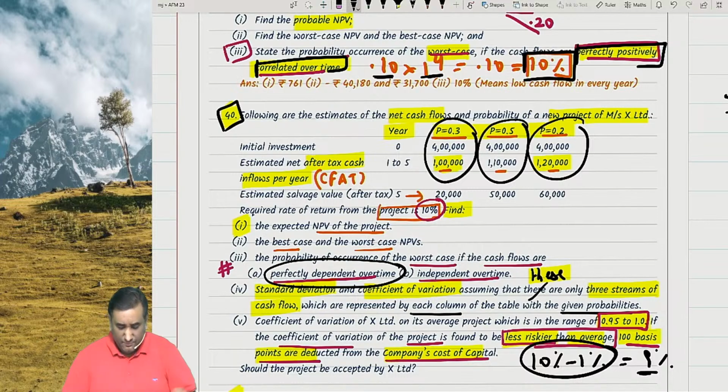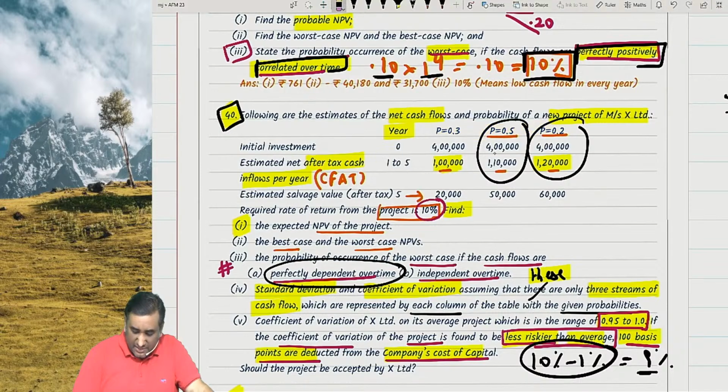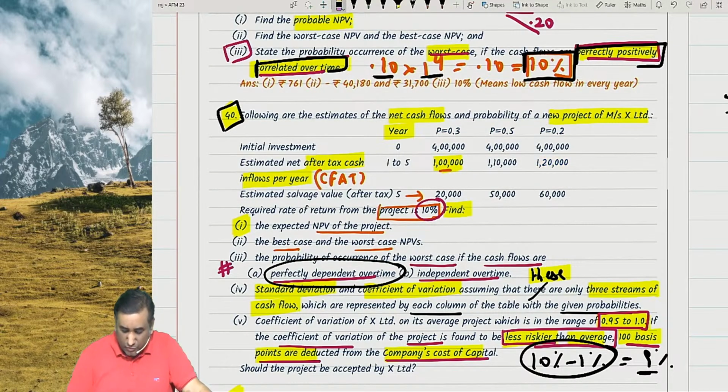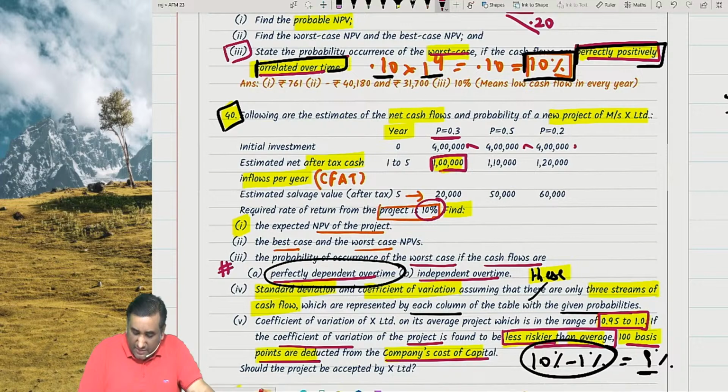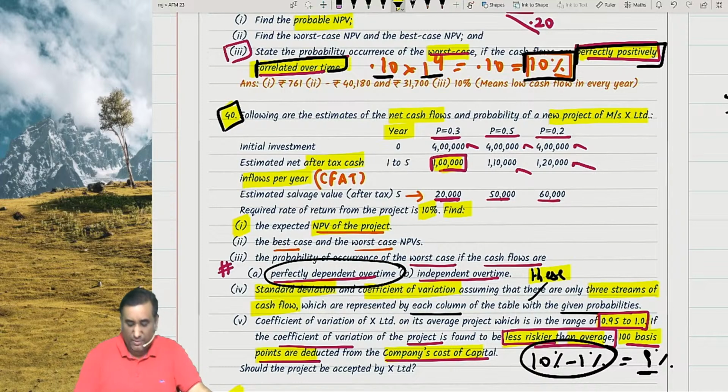Sir, first part, what does it mean? Actually, if you look at the question, it's exactly the same. It says net cash flows, probabilities are given. How do we read it, sir? Probability 30% chance, initial investment 4 lakh at period 0, cash flows 1 lakh every year. 50% chance, 1 lakh 10,000, 20% chance, 1 lakh 20,000, and salvage value either 20,000, 50,000 or 60,000. And you have how much, sir, projected cost? 10 percent, NPV of the project.